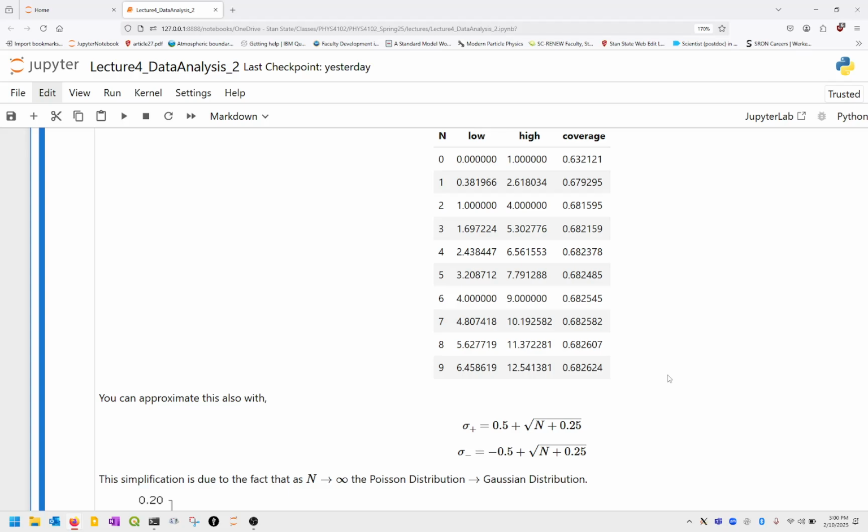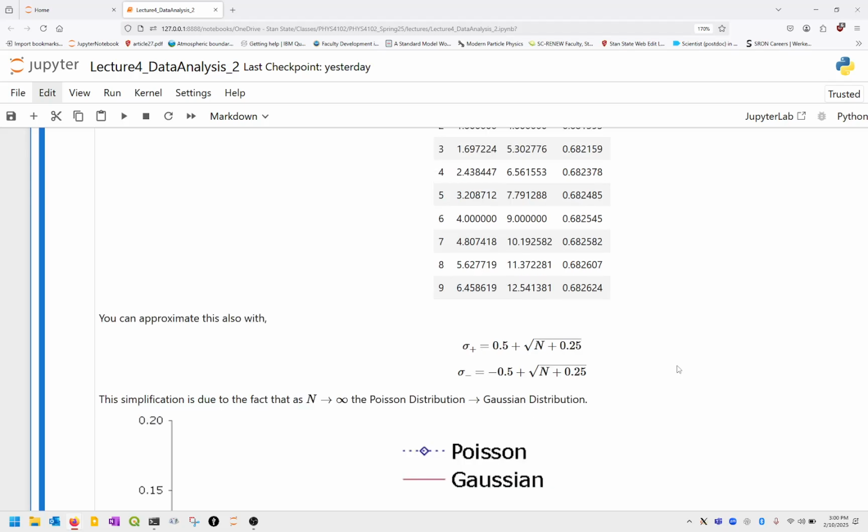If n is equal to 0, you get 63%. Okay, you're 5% off. But if your n is actually equal to 1, you're only 0.1% off. Right, and then you basically get almost the right number by just using this simple calculation here: sigma plus is equal to 0.5 plus the square root of n plus 0.25.